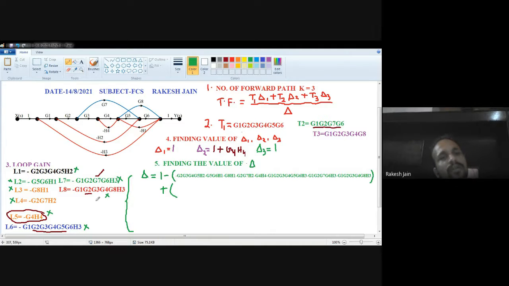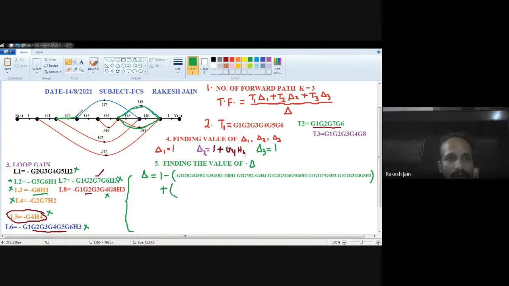So see very carefully which loops do not touch each other. Yes, the third and fourth loops cannot touch each other. The third loop is G8 H1, minus G8 H1, is this one, and the fourth loop is G2 G7 S2, minus G2 G7 S2.